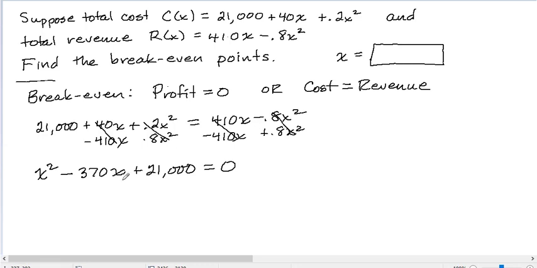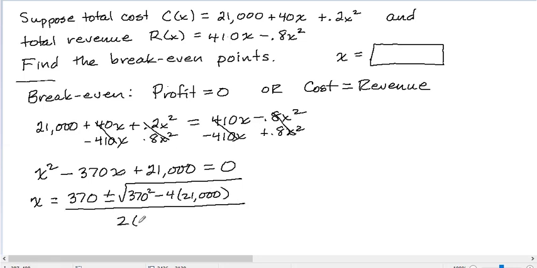You could try to factor. If you're really good with your 21,000 times tables, that would work. Or you can just go with the quadratic formula. x equals the opposite of b, which is positive 370, plus or minus square root of 370 squared, minus 4 times a, which is 1, times c, which is 21,000, all over 2 times a.